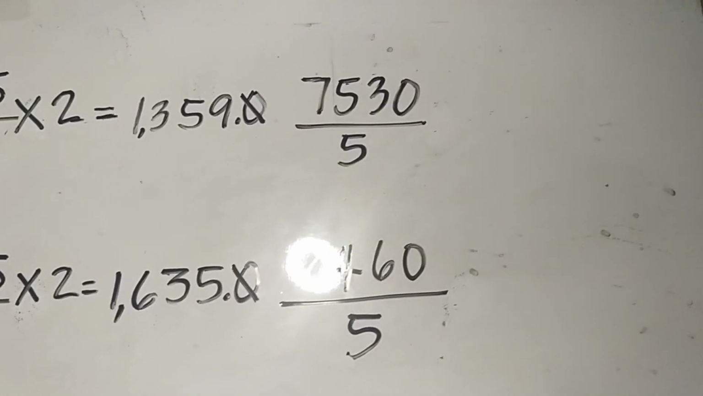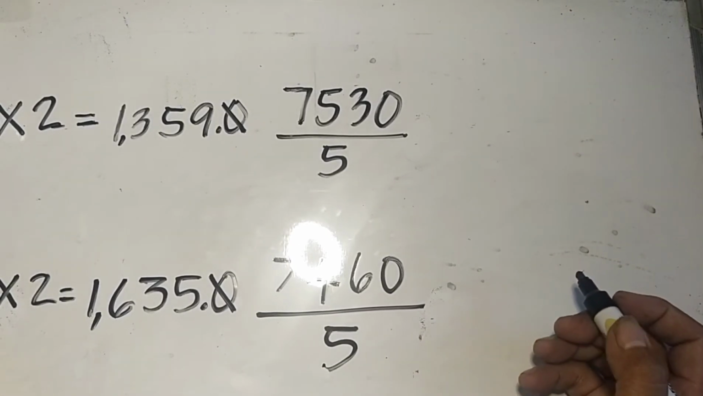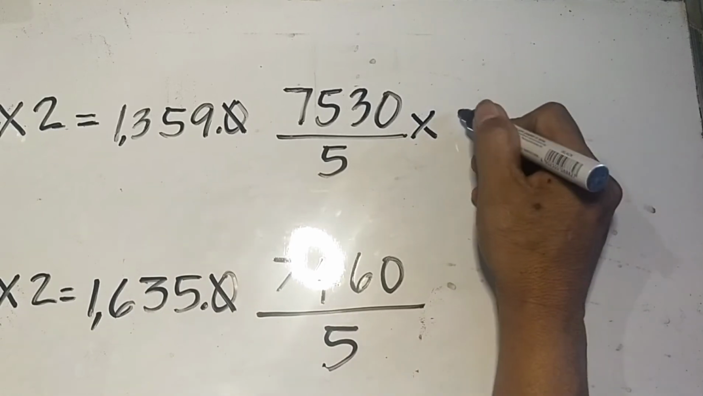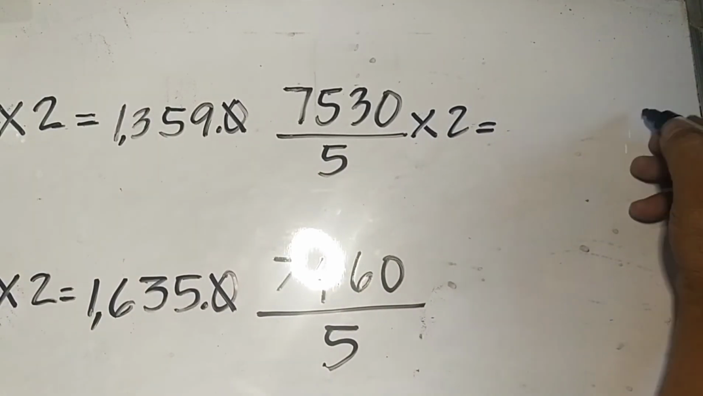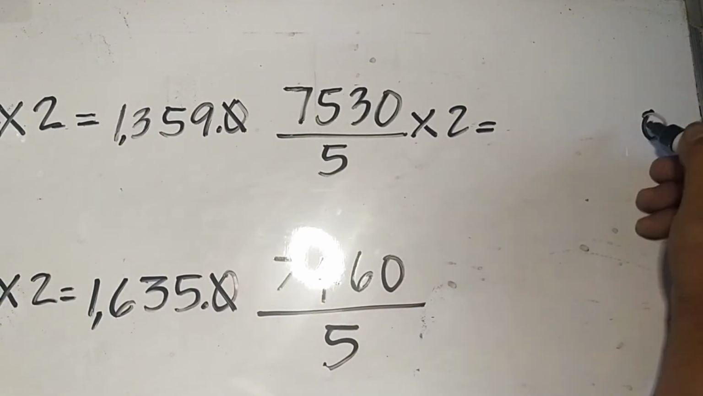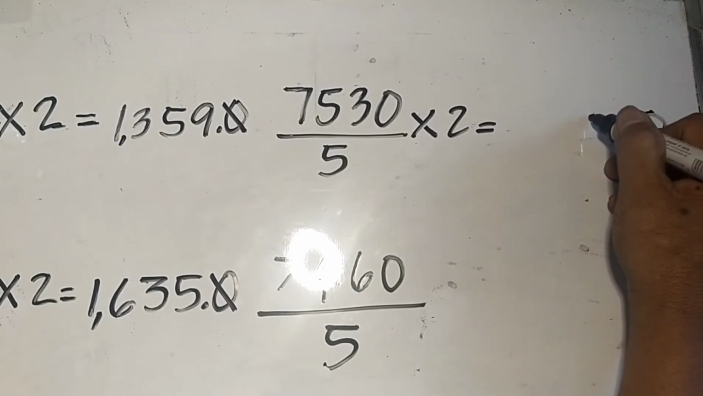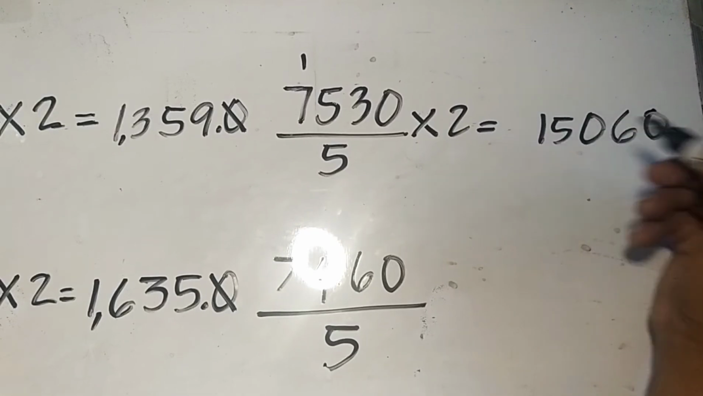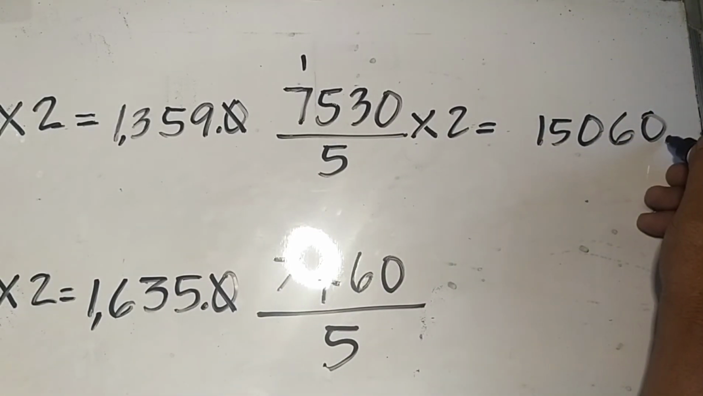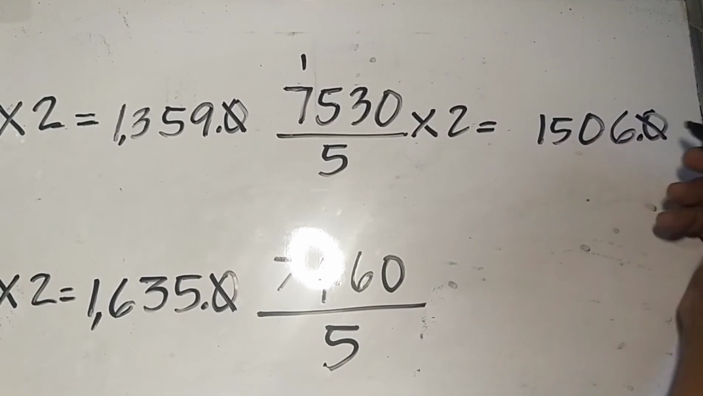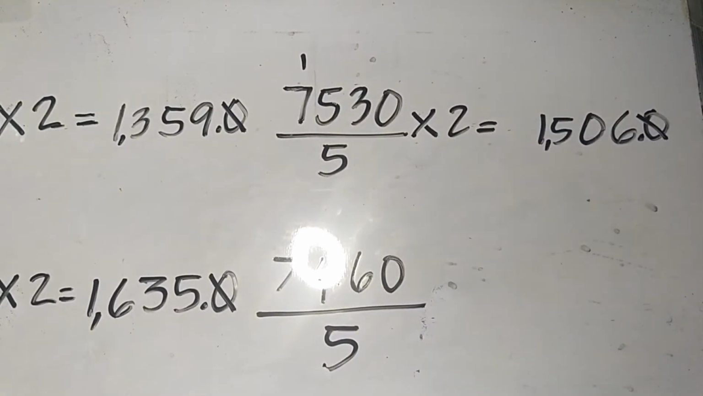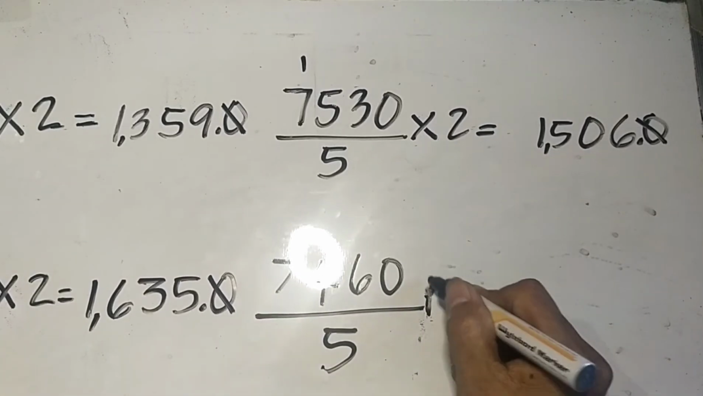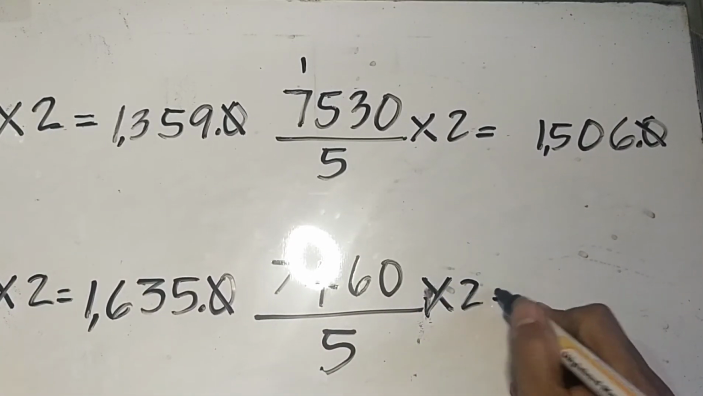Okay, let's go to the next number. Again, instead of dividing by 5, I multiply it by 2. Okay, we have 0, and we have 6, and we have 10, carry 1, we have 15. Count one place from right to left, 1. So, I cross out 0. My answer is 1,506. Next, again, I multiply by 2 to get the quotient.